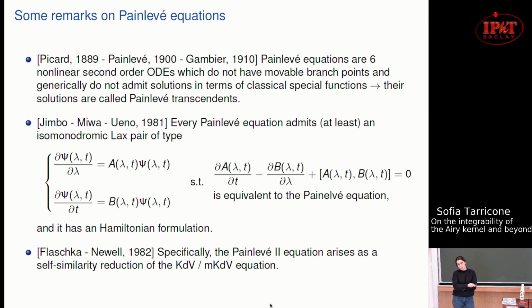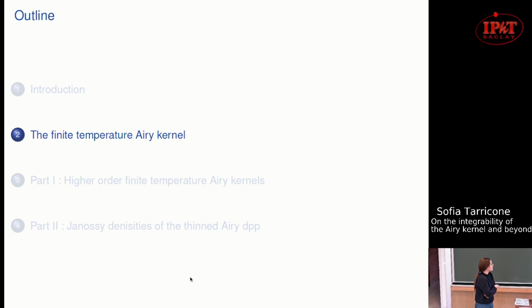And, well, this is not unrelated, but another very interesting and important property of Painlevé equations is that they are all conjectured to be actually self-similarity reductions of integrable PDEs. Now, in particular, for the Painlevé 2 equation, this is true, and it arises out of a self-similarity reduction of the Korteweg-de Vries or modified Korteweg-de Vries equation. You can derive it from both of them, and I cite them because KdV is considered the first integrable system in infinite dimensional setting. So these Painlevé equations have really remarkable properties, and that's all I wanted to say.